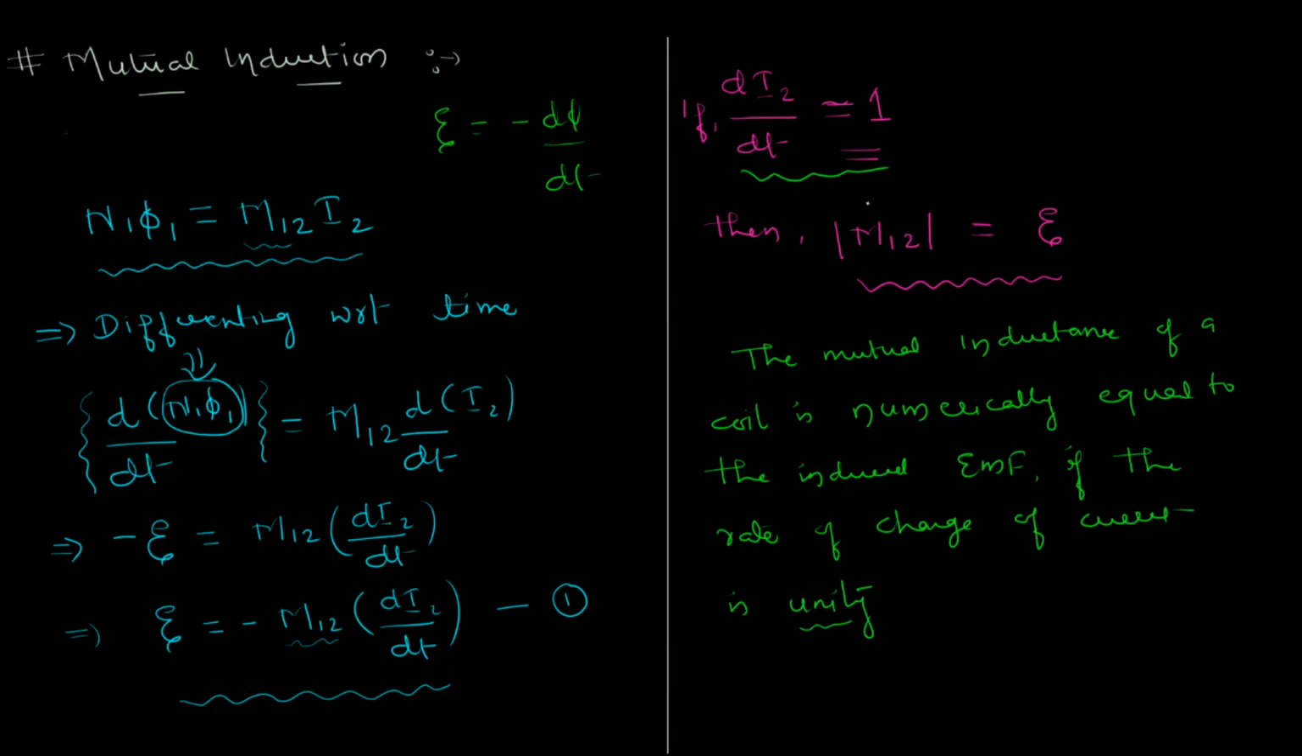And that's how we defined mutual inductance. So mutual inductance in fact is numerically equal to EMF itself when the rate of change of current to the other coil, I2, rate of change of I2, dI2 by dt, is equal to 1. Alright, so that's how you define mutual inductance of a coil. Fine.